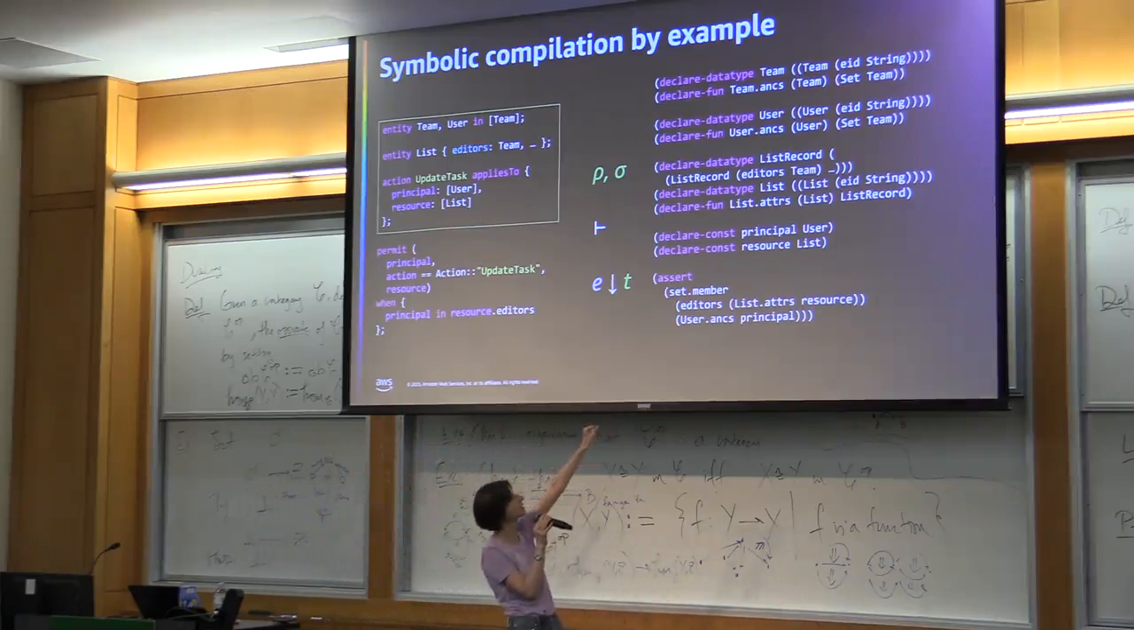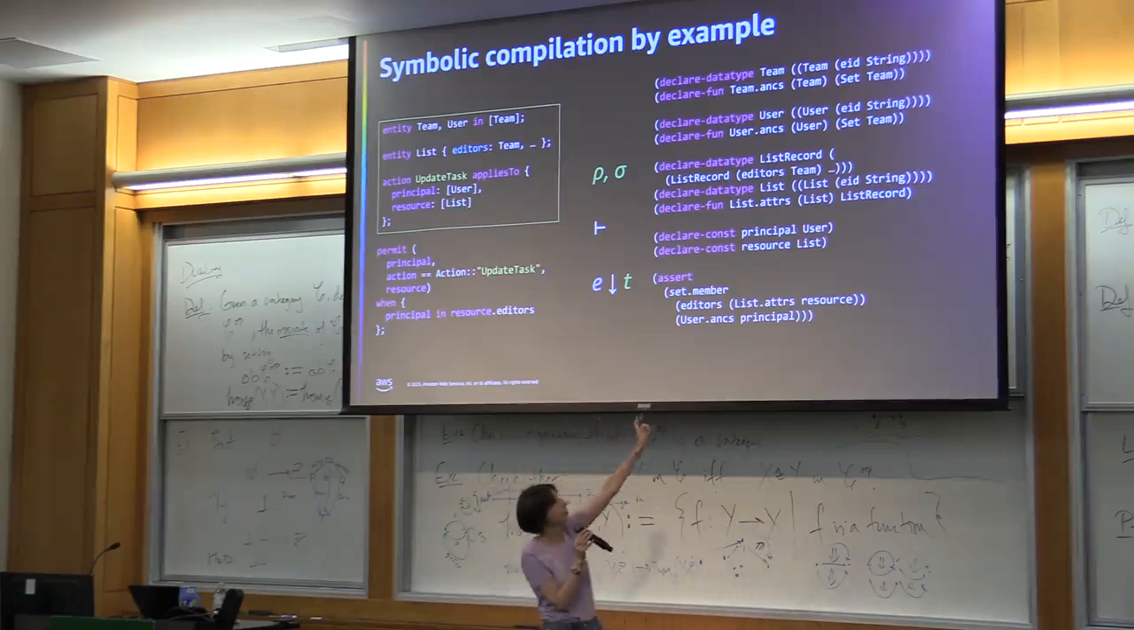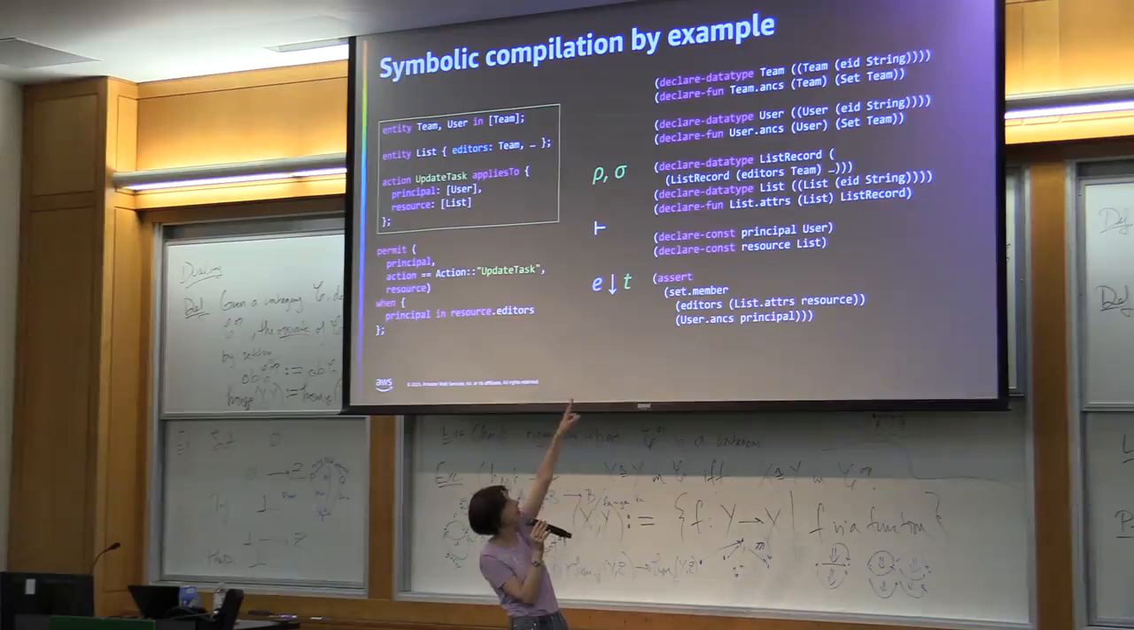So what is it saying? Well, it's saying that this policy is going to evaluate to true when we retrieve the attributes of the resource, we retrieve the editor field of those attributes. We are going to obtain, as you can see from the type declarations, something of type a team, and this team is going to be a member.